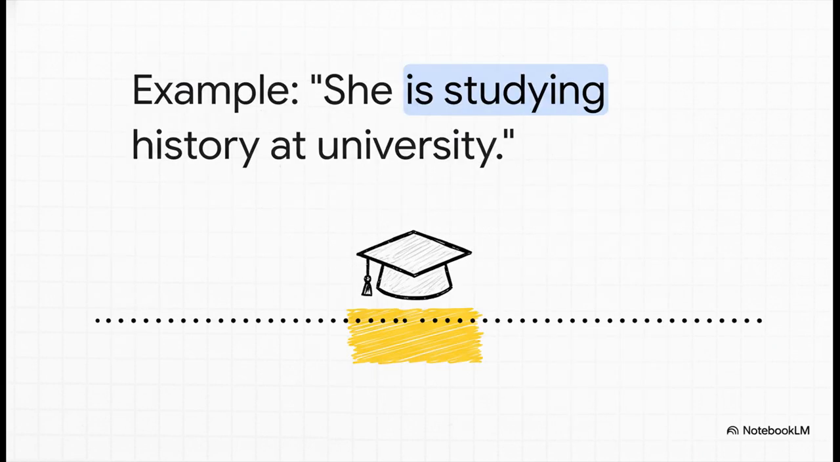Next up, use number two. This tense is just perfect for talking about temporary situations. Take this example. She is studying history at university. Now, she might be drinking a coffee right this second, not reading a textbook. But studying history is the bigger, temporary thing that's going on in her life right now.